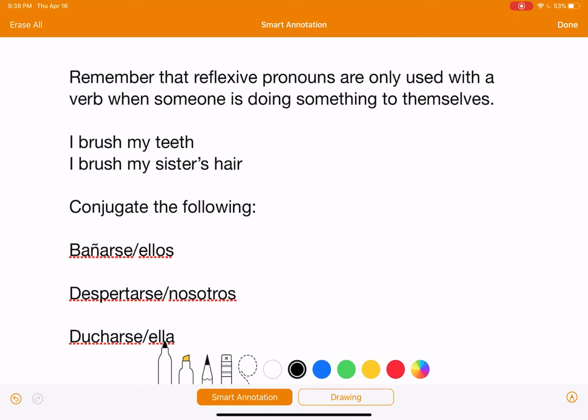Who is having something brushed? In the first sentence, I am having my teeth brushed. But in the second sentence, I am brushing my sister's hair, so my sister is having her hair brushed. Which sentence has someone doing something to themselves? The first one, I brush my teeth. This is the reflexive action.